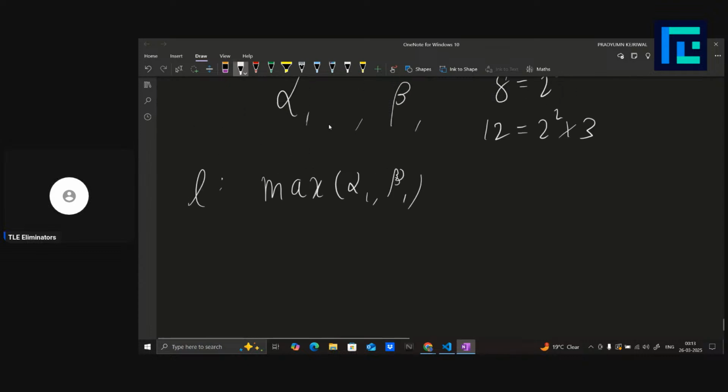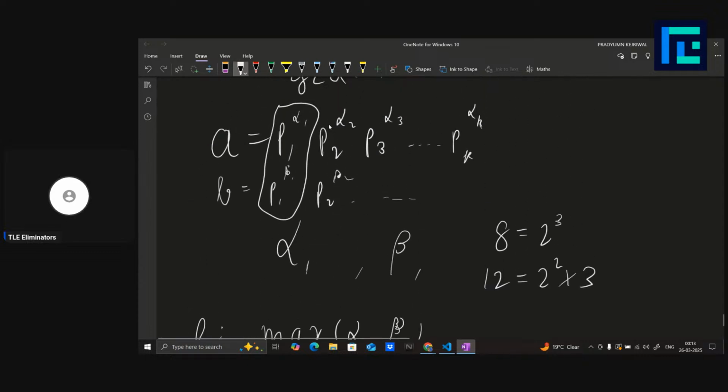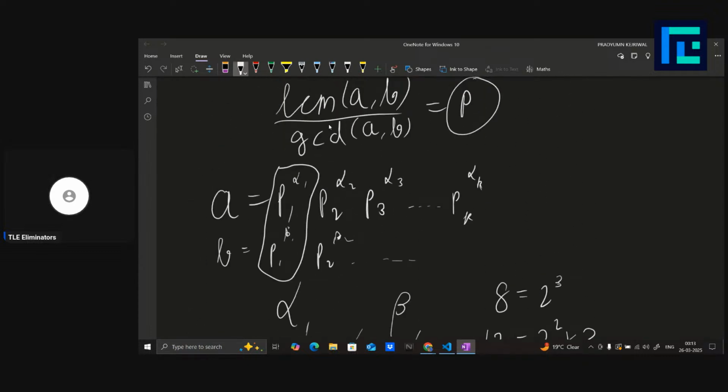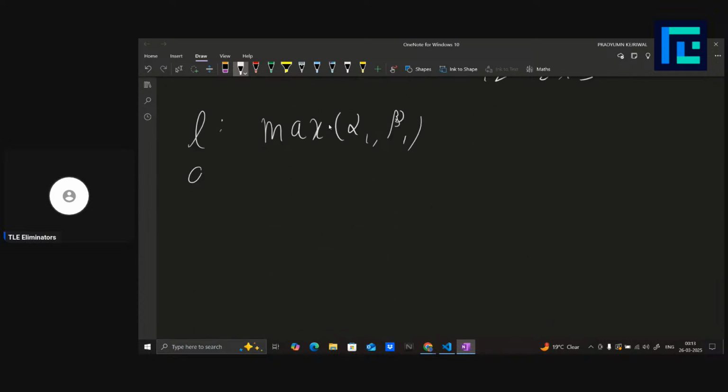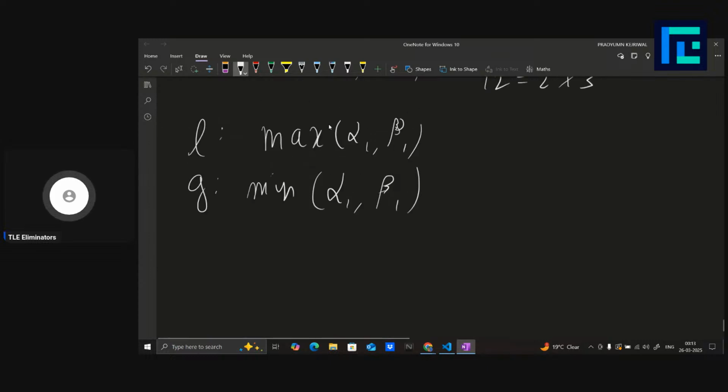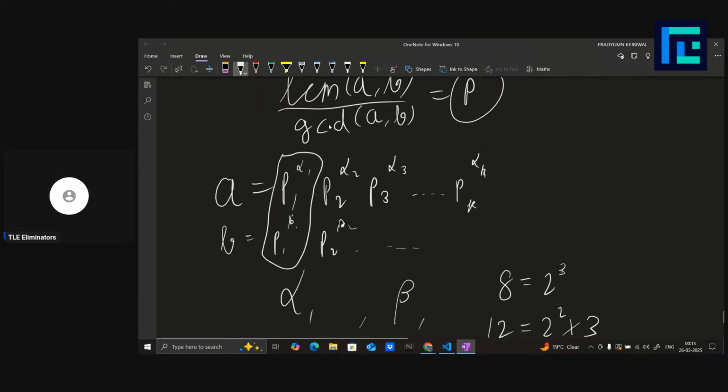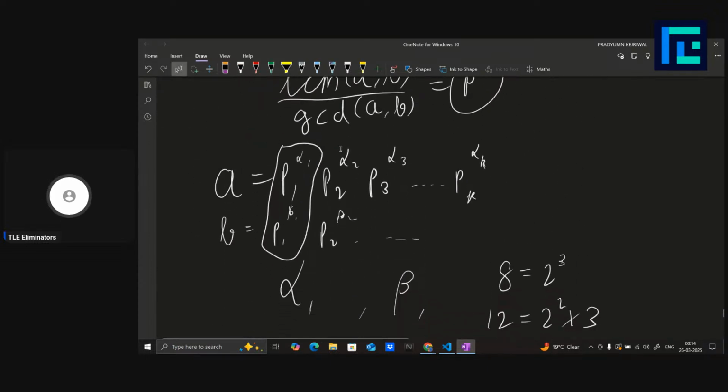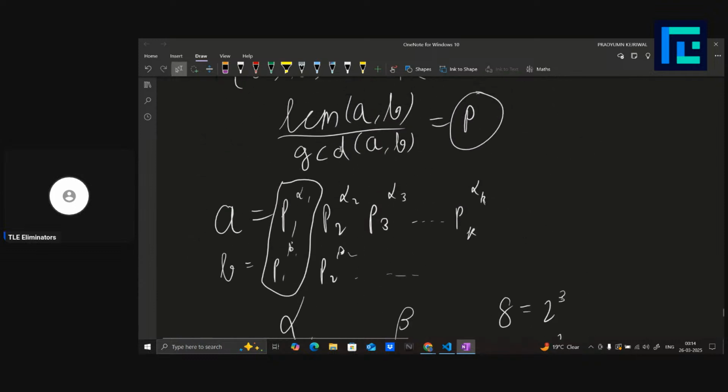And in the GCD of a comma b, it will be the minimum of alpha 1 comma beta 1, right? So now, in the ratio, the power is a difference. So the power above is maximum, the power below is minimum. So max minus min will happen, right?